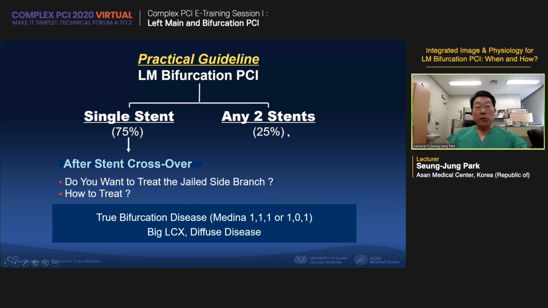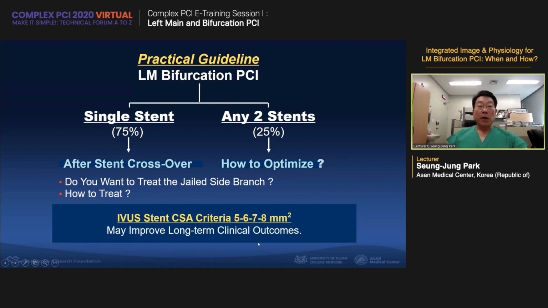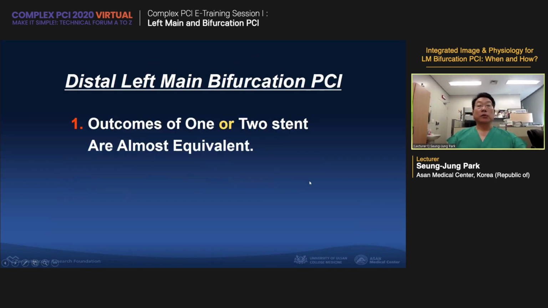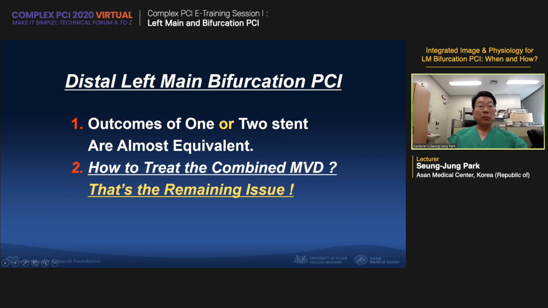In truly bifurcation disease, any two stents, including the DK crush, is good, 25%, and how to optimize. Finally, IVUS stent cross-sectional area of 5, 6, 7, 8 millimeter scales can make a very good long-term clinical outcome. So this is the conclusion. In distal left main bifurcation PCI, outcomes of one or two stents are almost equivalent. How to treat the combined multi-vessel disease, that's the remaining issue for left main bifurcation PCI.